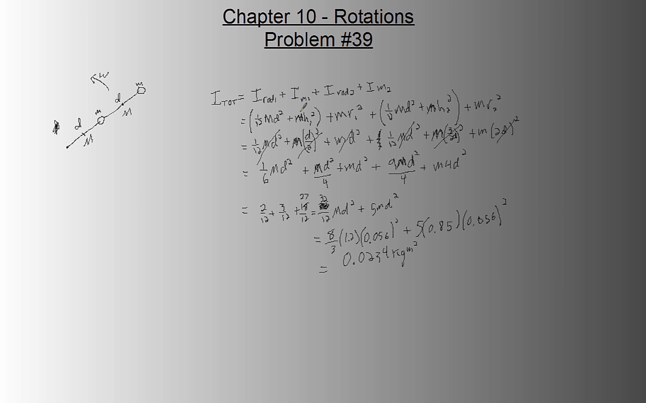So anyway, long story short, you just add all of the individual ones, where we needed the parallel axis theorem for the rods because they weren't pivoting at the center of mass, and just a slight smidgen of algebra, and you've got it. So that's part A.